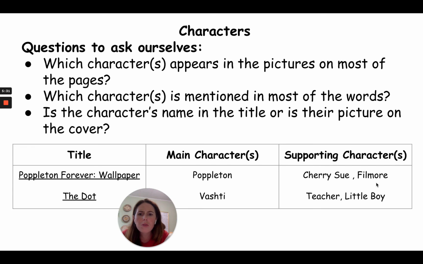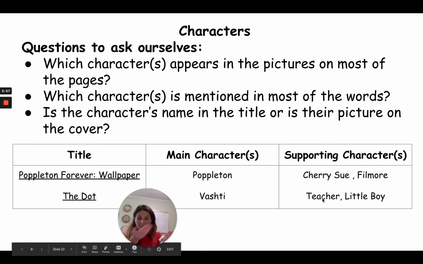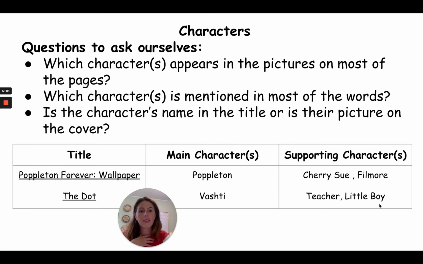Last week, we also read The Dot, right? When we were setting goals and powering through. Well, Vashti, the little girl, she was on every page. She wasn't in the title of the book, so that one won't work. But she was in most of the pictures, and her name was on almost every page. The supporting characters would definitely be the teacher and the little boy.